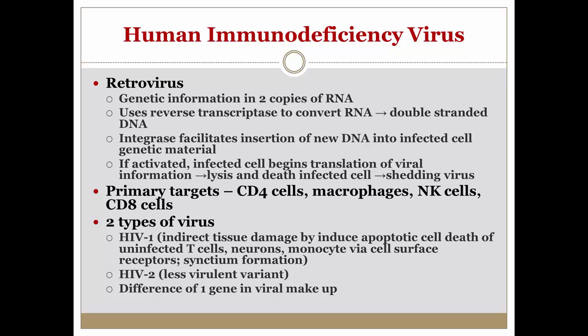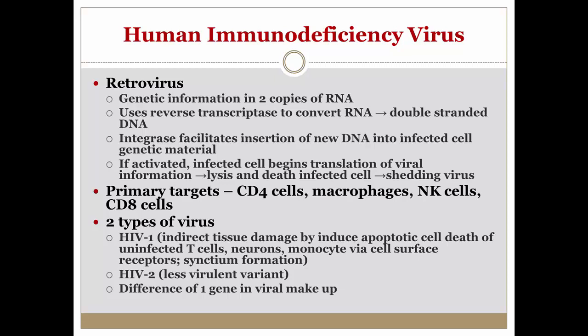Now, primary targets of the HIV virus are the CD4 cells, the macrophages, the natural killer cells, and the CD8 cells. Remember, CD4 cells are responsible for making our T helper cells. CD8 cells are our cytotoxic T cells.